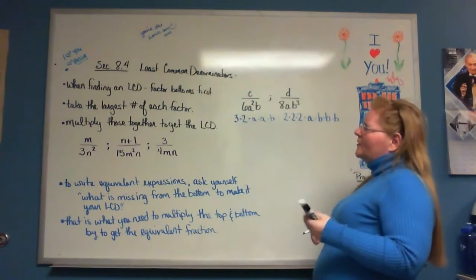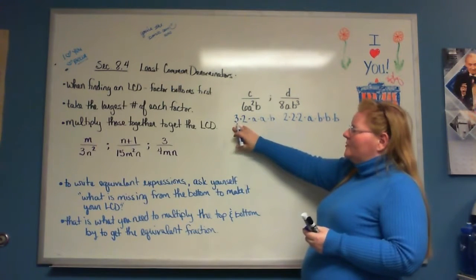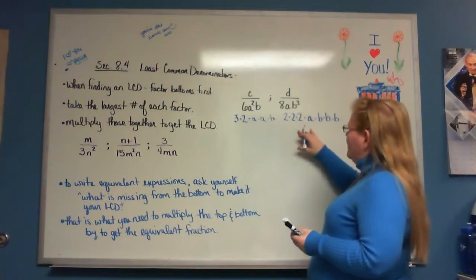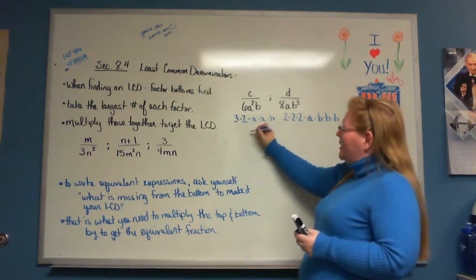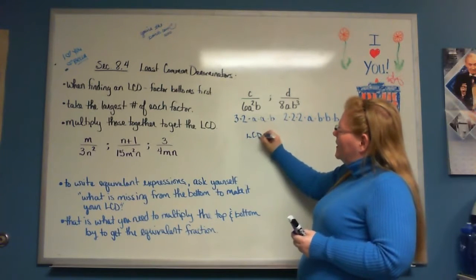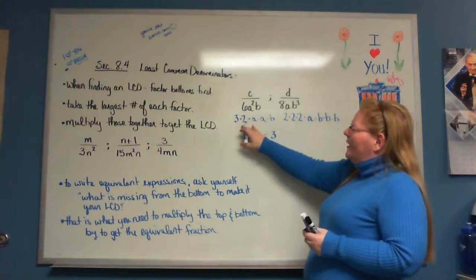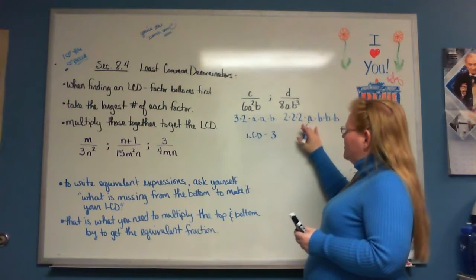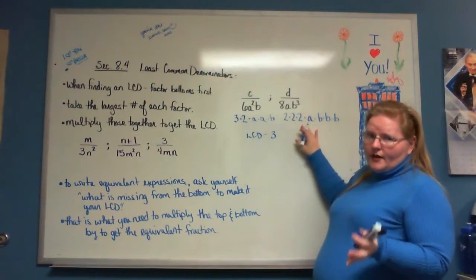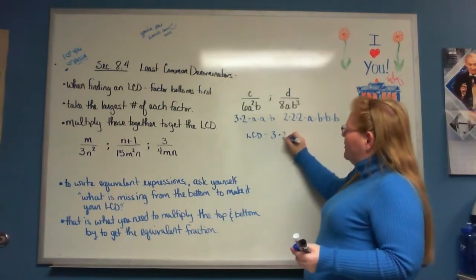Then I'm supposed to take the largest number of each factor. So when I look over here, my first factor is a 3. And I look over here and I don't have any 3s. So my largest number is 1. So that means my LCD has to have a 3 in it. Over here I have 1, 2. Over here I have 3 2s. Largest number of that is 3. So I'm going to have 3 of them.